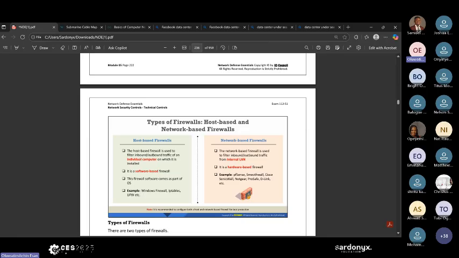Then we have the hardware firewalls. We have Cisco, we have pfSense, we have NetGear, we have D-Link, we have SonicWall firewall. But most of the time in Nigeria, we use more of Fortinet firewalls. So you see Fortinet, you see Huawei, you see, yes, ASA firewall.